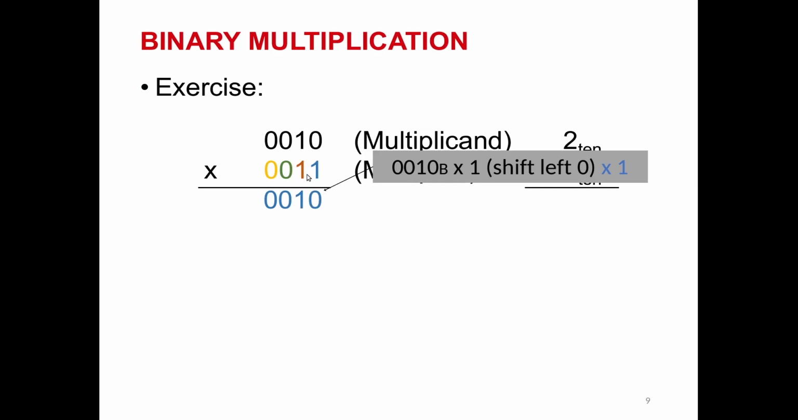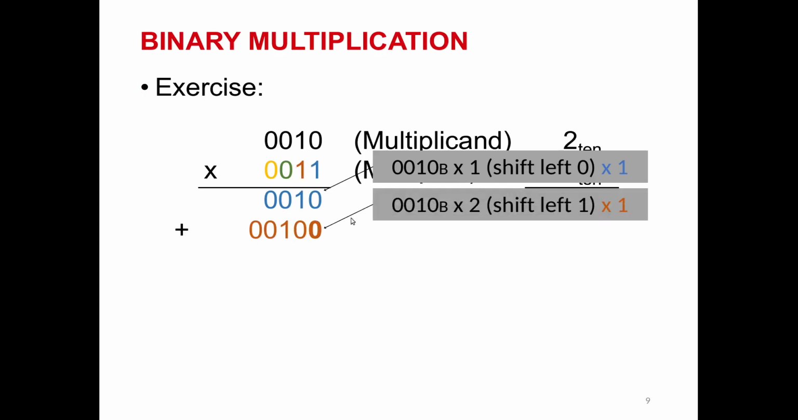For the second bit of multiplier, this value 1, we will do the same, but at this time this value multiplicand, we need to shift 1 bit to the left and then multiply with 1. So you can see that we shift this value 1 bit to the left, it equals this value multiply with 2 or shift left for 1 bit, and then multiply with this value number 1 here.